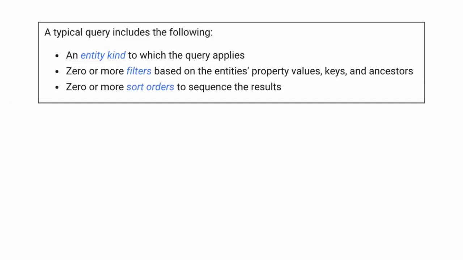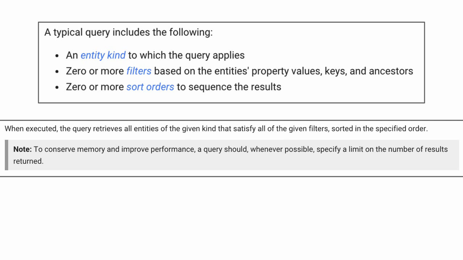A typical query includes the following: entity kind, to which the query applies, 0 or more filters based on the entity's property values, keys, and ancestors, and 0 or more sort orders to sequence the results. When executed, the query retrieves all entities of the given kind that satisfy all of the given filters. To conserve memory and improve performance, the query should, whenever possible, specify a limit on the number of results returned.